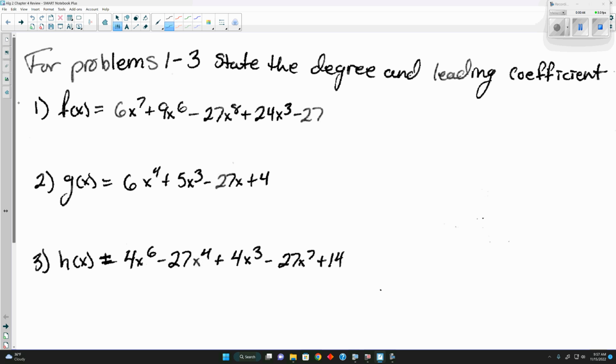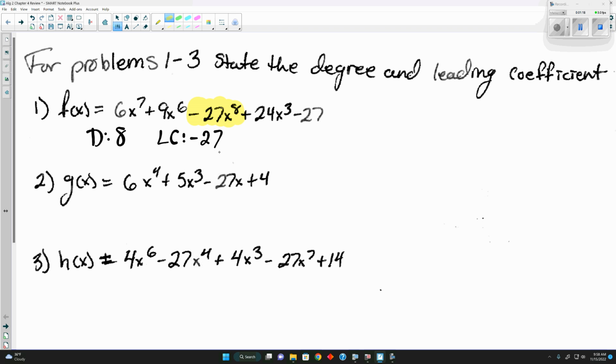And if we look at problem number 1, we look through the entire thing and see the biggest exponent attached to the variable is not the first term, it's the third one in, which really tells us that the degree is 8, and the leading coefficient, which is the number in front of the variable with the biggest exponent, is going to be negative 27. So for the first one, the degree is 8, and the leading coefficient is negative 27.